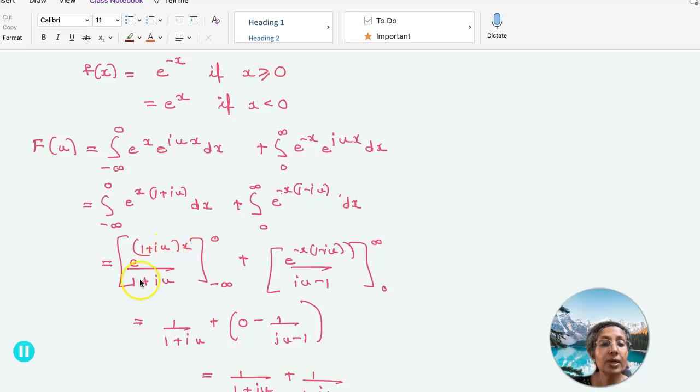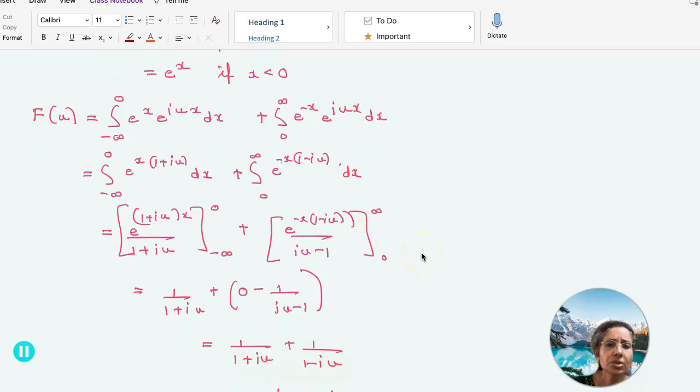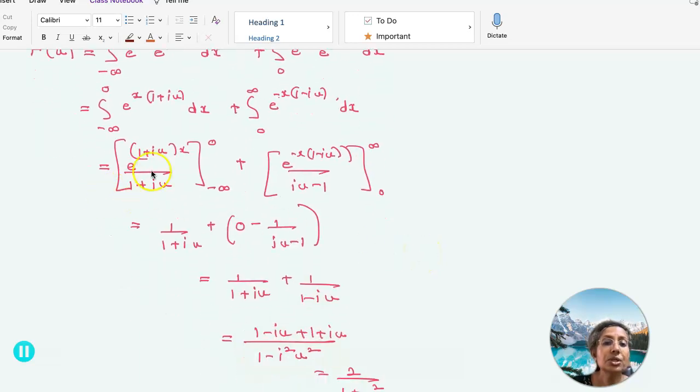Now integral of e raised to x is e raised to x, so this becomes e raised to (1 plus iu)x by 1 plus iu within the limits minus infinity to 0, plus e raised to minus x into (1 minus iu) divided by derivative of this, which is minus of (1 minus iu), which is iu minus 1, within the limit 0 to infinity. So when I substitute, e raised to 0 is 1, so you get 1 by 1 plus iu. 1 by e raised to infinity becomes 1 by infinity, which is 0. This becomes again e raised to minus infinity, which is 0, minus 1 by iu minus 1.